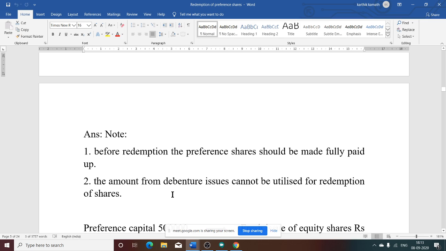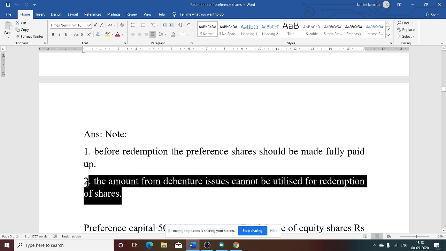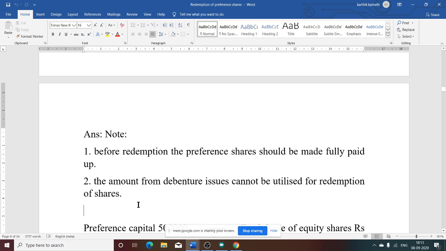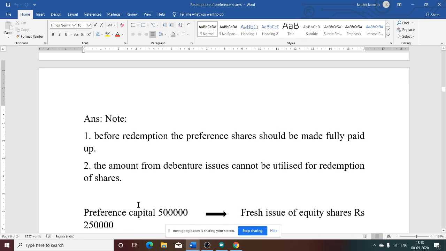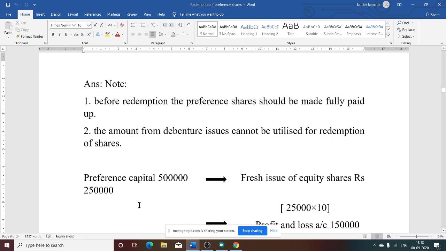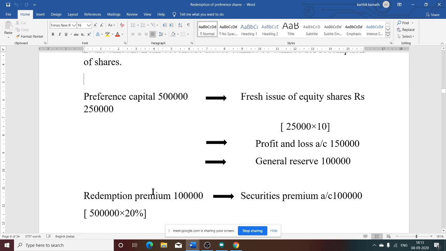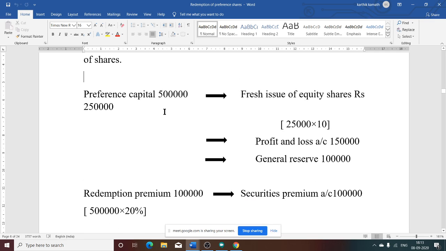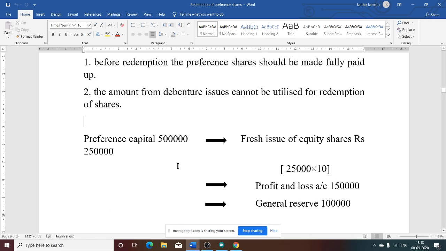Then, the amount from the debenture issue cannot be utilized for redemption of shares. This is a very important point. So two notes they have mentioned in the answer. Now the working notes. The first working note is preference share capital. How do we find out the preference share capital?